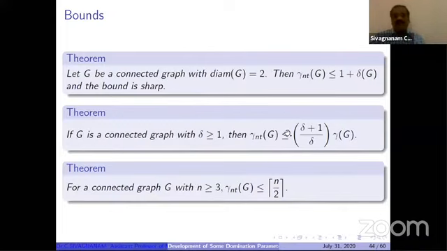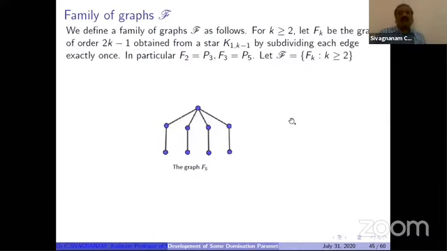Now the third bound: for a connected graph G with n greater than or equal to 3, gamma nt of G is less than or equal to the upper integer part of n by 2. To characterize the graphs having gamma nt equal to the upper integer part of n by 2, we have some family of trees.